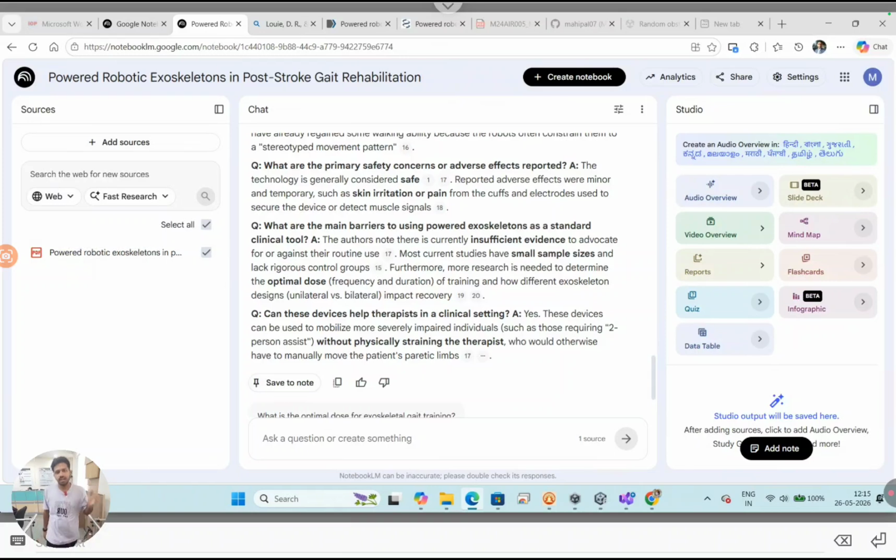Can these devices help therapists in a clinical setting? Yes, these devices can help. They can be used to mobilize more severely impaired individuals, such as those requiring a second person's assistance, without physically straining the therapist, who would otherwise have to manually move the patient's paretic limbs. Okay, so that's the end of this research paper.